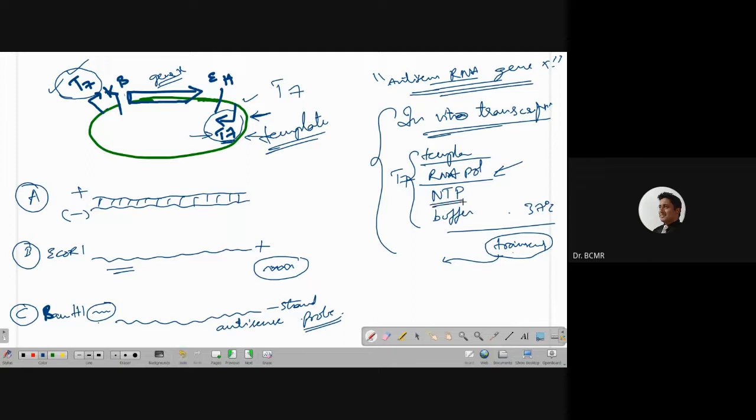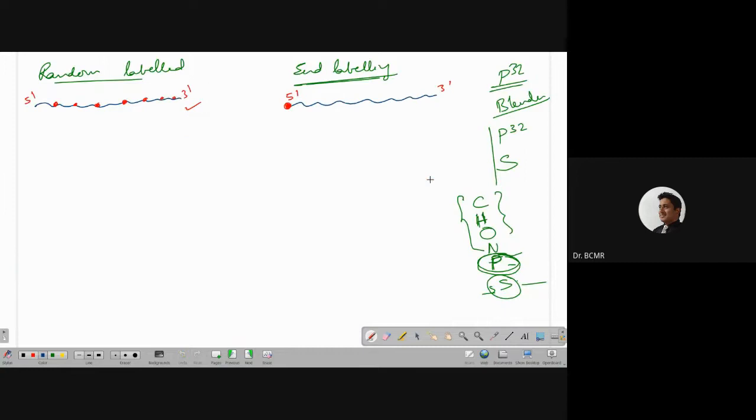And NTPs, nucleoside triphosphates. DNTPs is what we say when we are using it in PCR, deoxynucleoside triphosphates. And then buffer conditions to allow the reactions to happen. So we want random labeling, and we know that there are phosphates. If you remember the structure of any of the nucleotides, this is a base. Okay, there are differences between RNA and DNA.